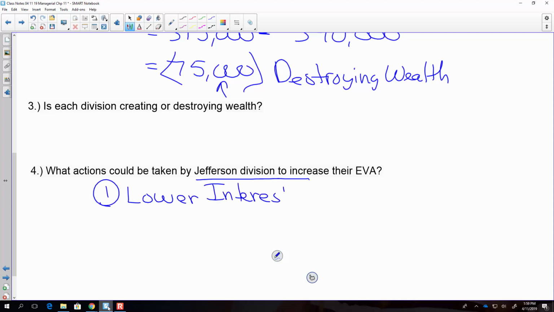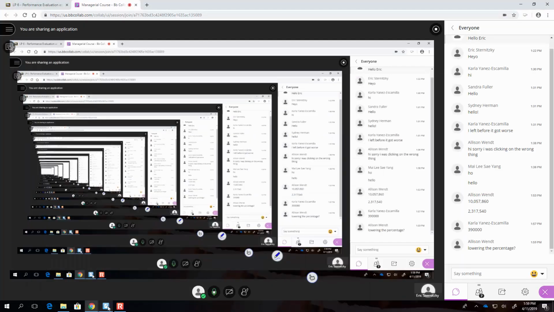Very good. Because again, 12% seems a little high in today's world anyway. Maybe 15, 20 years ago it wasn't, but in today's world that's certainly a very high rate. So that's one thing Jefferson can do. What else can they do? Anybody at home?